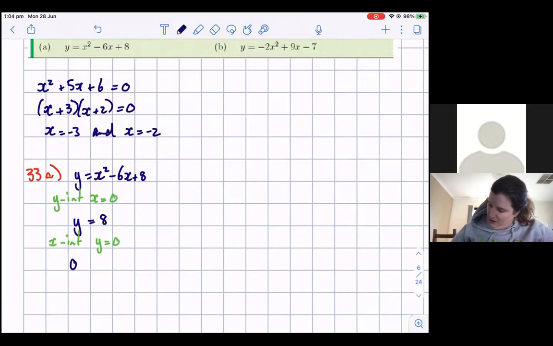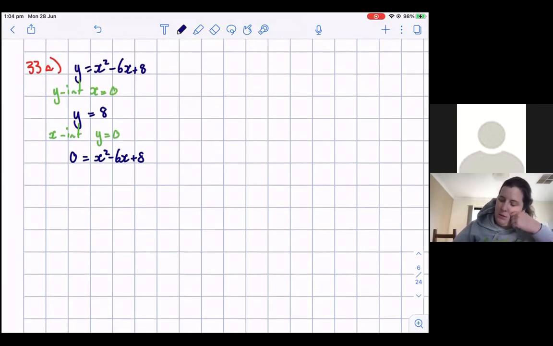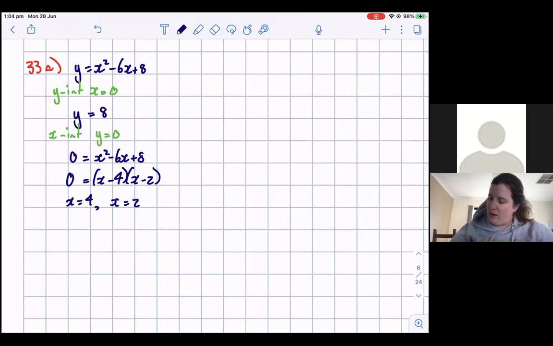So we've got 0 equals x squared takes 6x plus 8. Again, you could quadratic formula it, whatever. I'm just going to factorize: two things that multiply to give +8, add to give -6 are -4 and -2. So x equals 4, x equals 2. There are two x-intercepts. The next thing we want is the vertex.